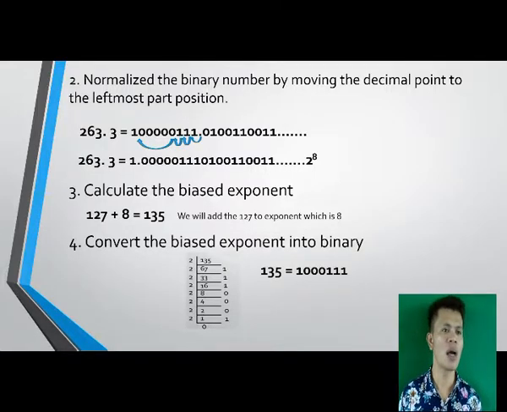Number 3, calculate the biased exponent. The biased exponent is 127 plus 8, since the exponent is 8, which is equal to 135. In this case, we add 127 to the exponent, which is 8. The result is 135. Now we convert 135 into binary. That is step number 4.